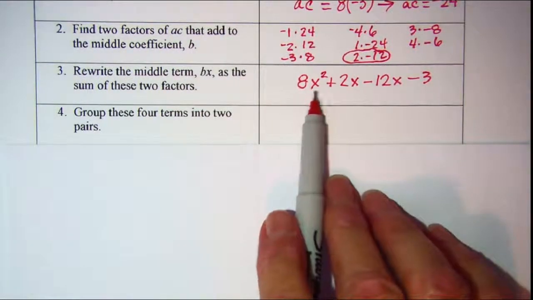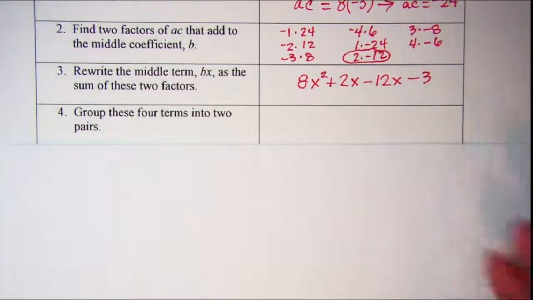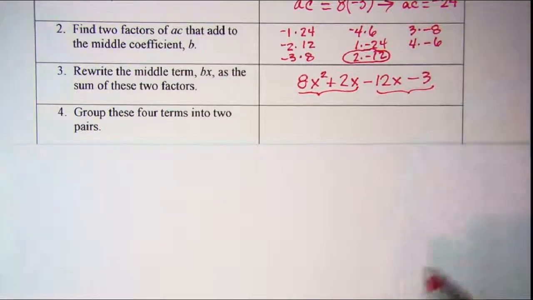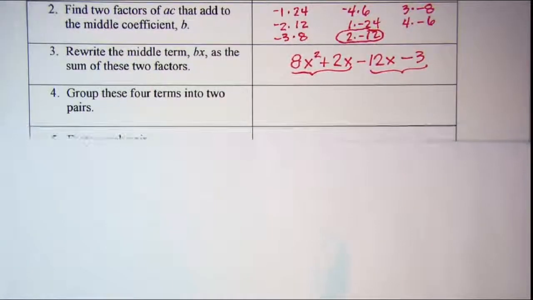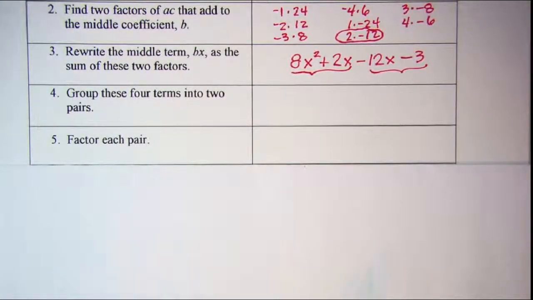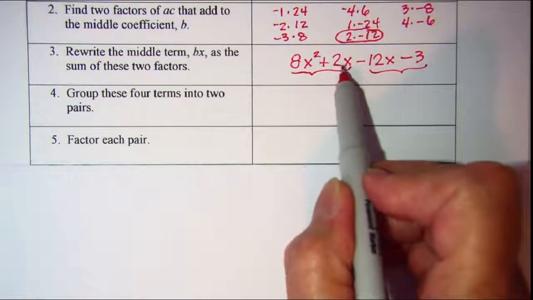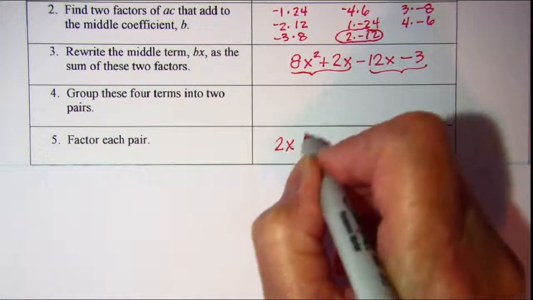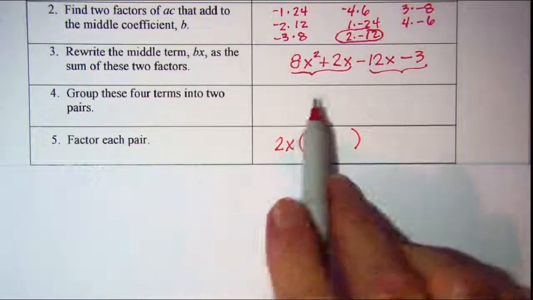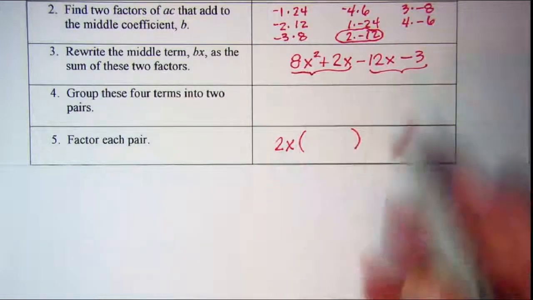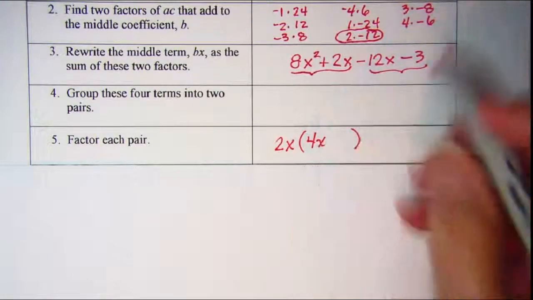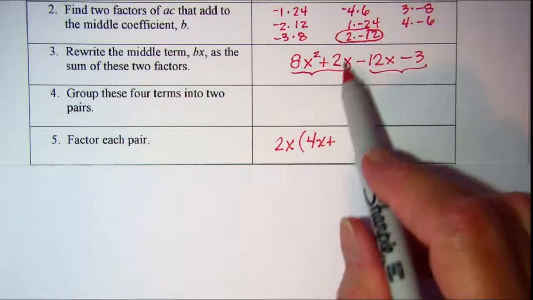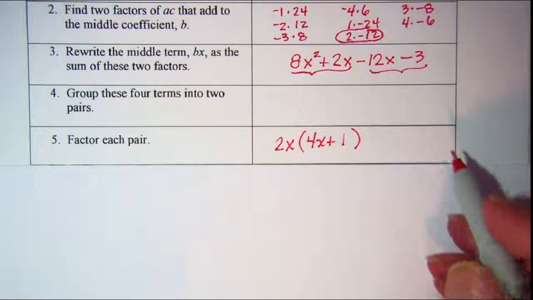Then I want to group these four terms into two pairs. And I usually take the first two and the last two. And then factor each pair. So out of the first pair, I see a common factor of 2x. So I'm going to pull a 2x out of the first pair. And when I divide this term by 2x, I have 4x left, plus. And then when I divide this term by 2x, 2x over 2x is 1. So you have to write the 1 there.